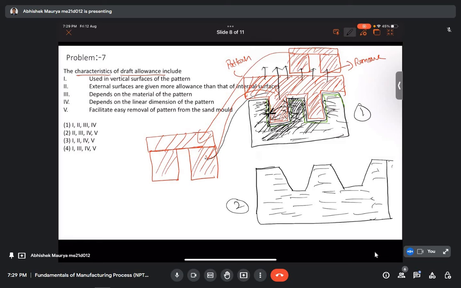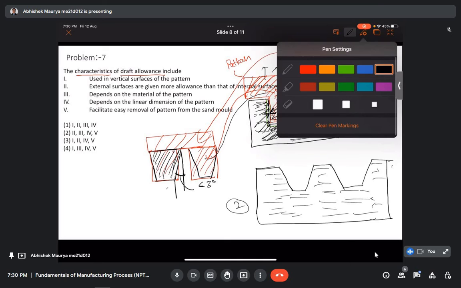So what practically we do is give some draft to all the vertical walls of the pattern, so that when we remove the pattern, it does not come into contact with the sand. So we will modify the shape, something like that. Although I am exaggerating a little, this taper angle is very small, mostly less than 3 degrees. So if we modify the shape something like that, then let's see what happens.